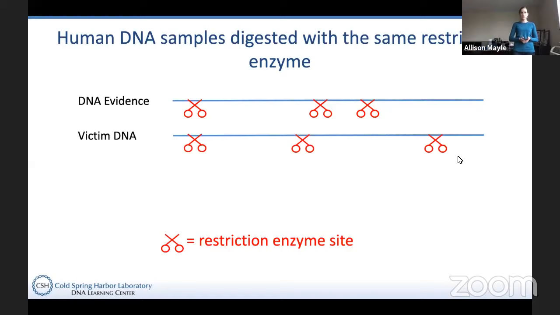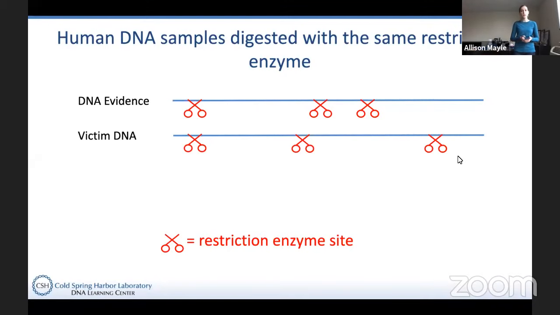All right, so in this case, you can see there is one cut site that matches up there on the left, but then the other cut sites are different. So this victim's DNA doesn't have GAATTC in the same spots as our DNA evidence. So did our evidence come from the victim? No, in this case, it did not.